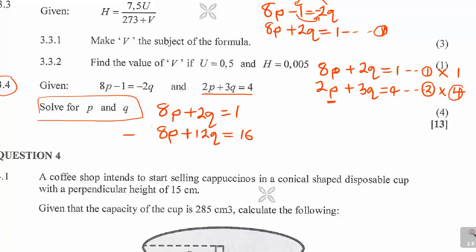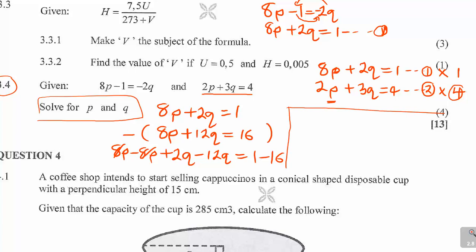Then from there, I'm going to subtract 8p minus 8p. So you'll have 8p minus 8p, that gives you a 0. And then you have plus 2q minus 12q is equal to 1 minus 16. Do you see what I'm having there? Then from there, 2q minus 12q is minus 10q is equal to, and then I've got 1 minus 16 is minus 15 in this case. Divide by negative 10, divide by negative 10.